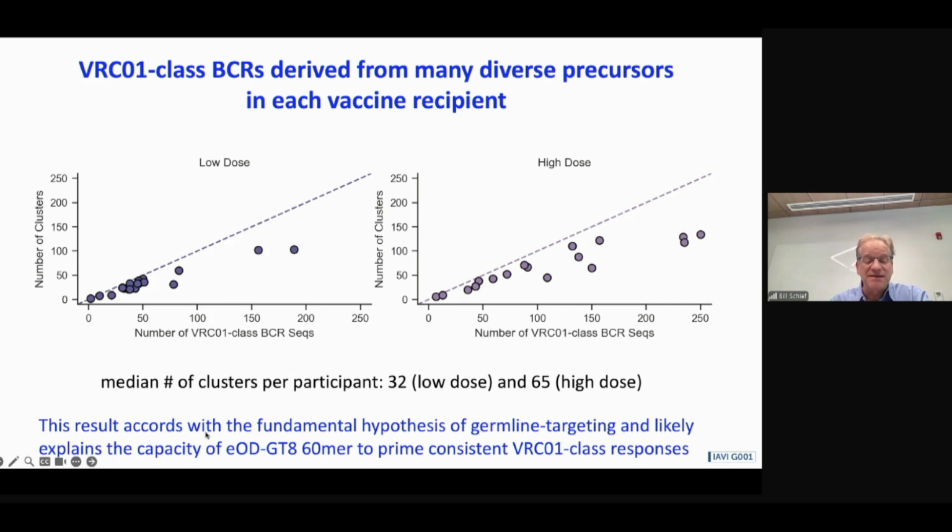And we think this result accords with the fundamental hypothesis of germline targeting, namely that we need to trigger diverse precursors in every individual. We think this explains the capacity of EOD-GT8 60mer to prime consistent VRC01 class responses. And we think anyone who's trying to do germline targeting for HIV or anything else is going to need to have something like this.